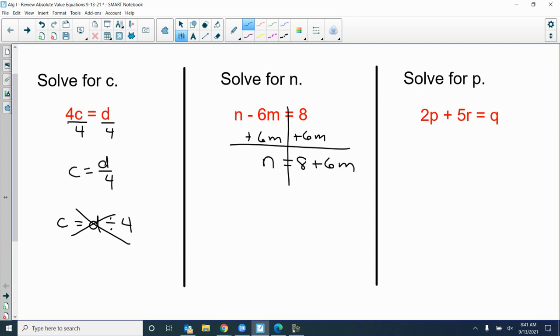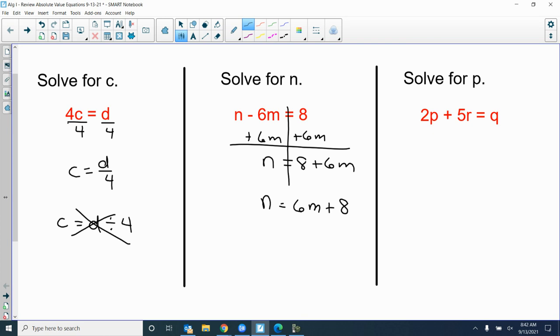Can't actually add those together. You don't have 14M because you got an 8 that doesn't have a variable with it. You got the 6M. Now, usually we want to write the variable first. This is okay because I wasn't specific. If you also wrote N equals 6M plus 8, that's fine as well. Either one. Now, the last one has more than one operation. You got to figure out what to do first. And I said earlier, add or subtract first. Move something left or right first before you divide.